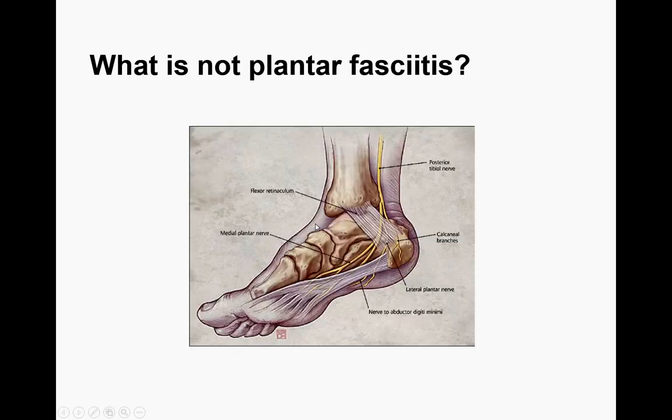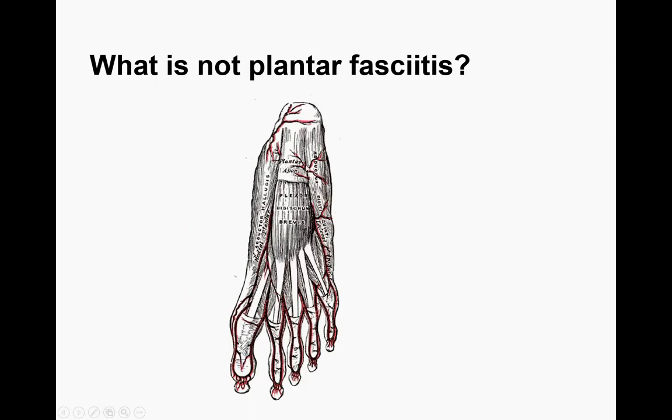Then going on to some of the nerve issues, there are some nerves that come down. The calcaneal branches of the posterior tibial nerve, that's one, and also the abductor digiti minimi nerve over here you can see coming in on the outside. I don't mean to confuse you, but I just want you to know that there are many other things that aren't strict plantar fasciitis and may not respond well to treatment unless it's diagnosed by a doctor.